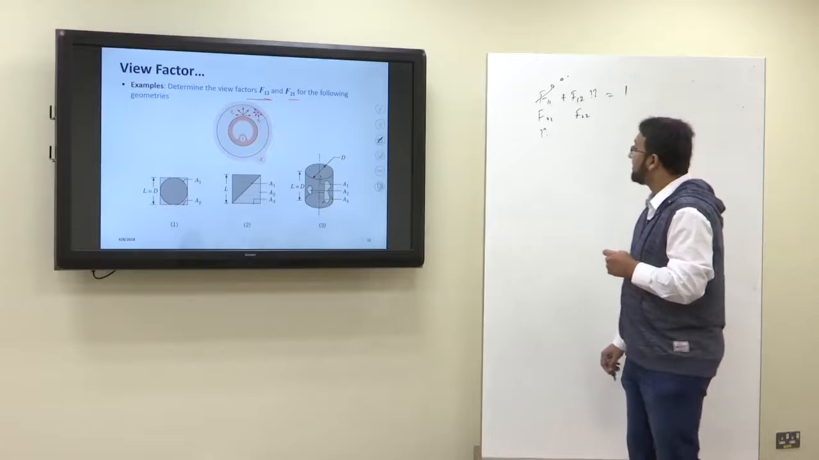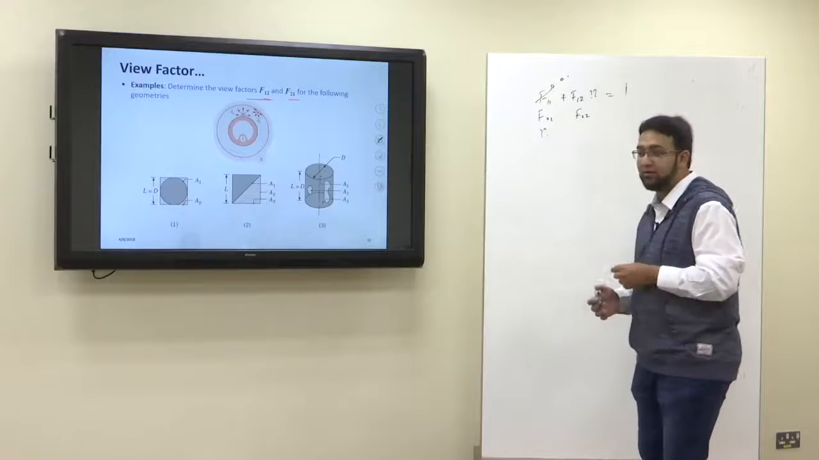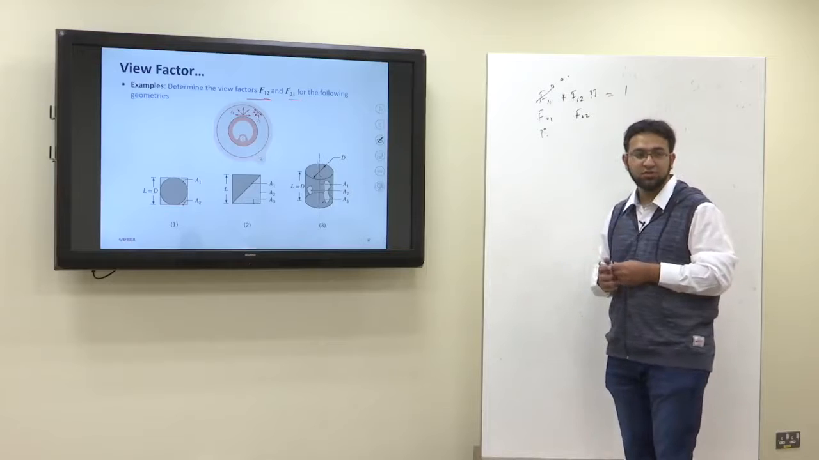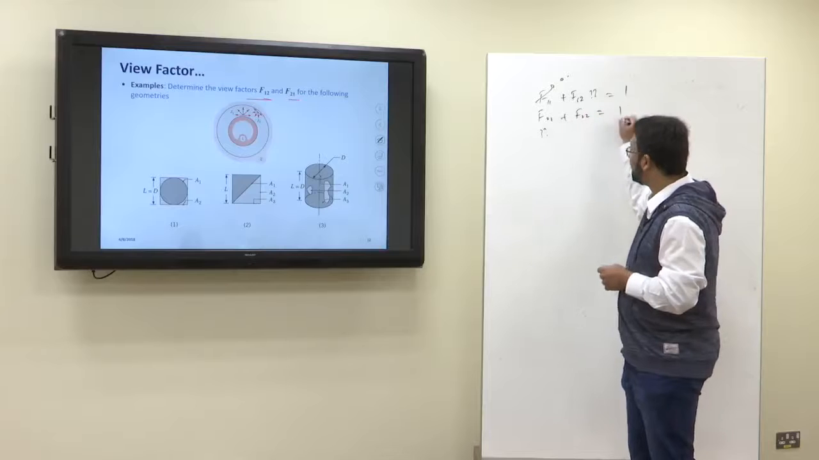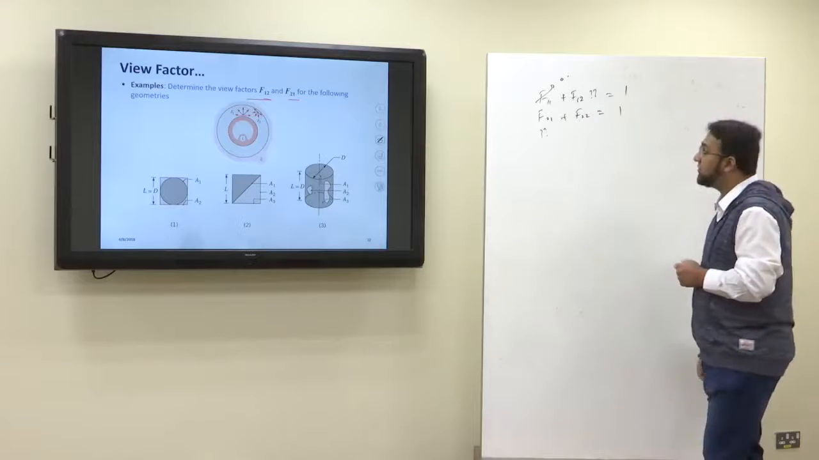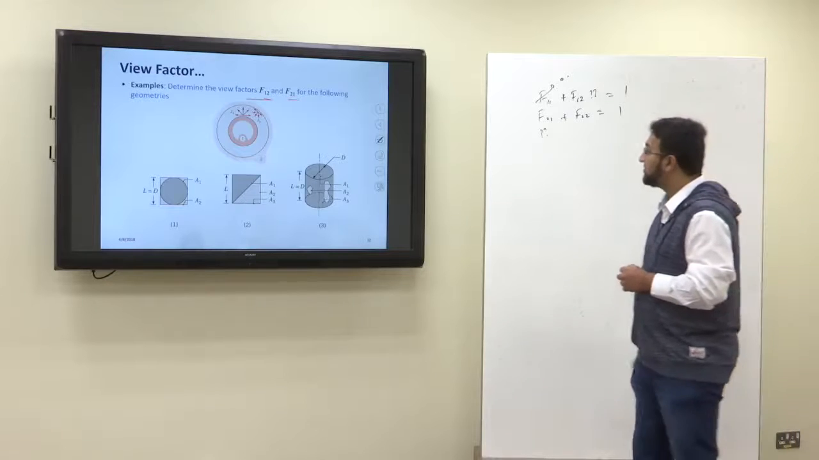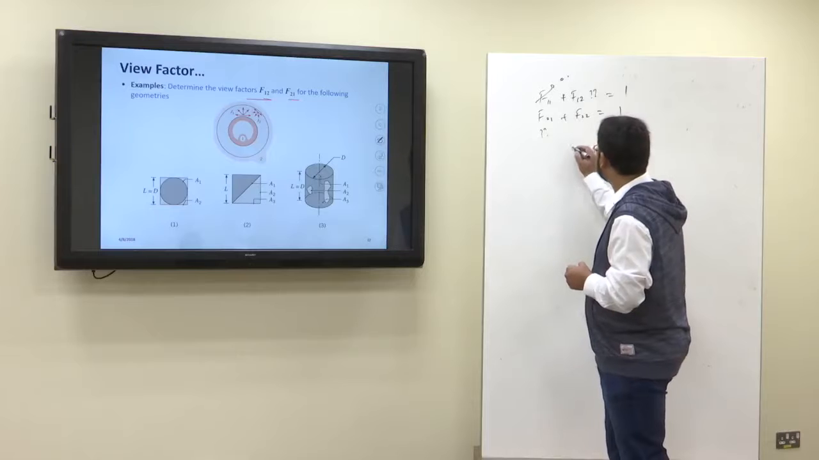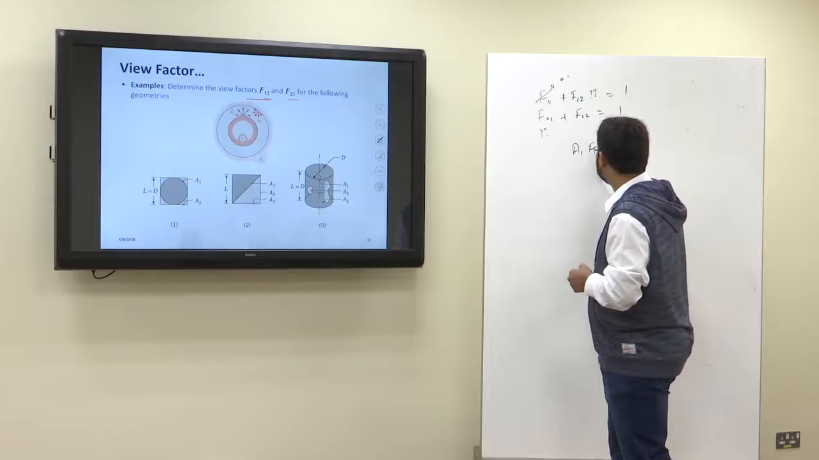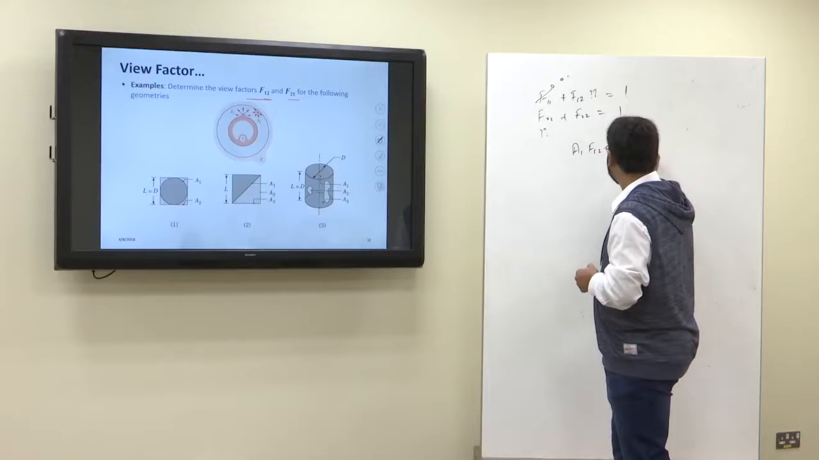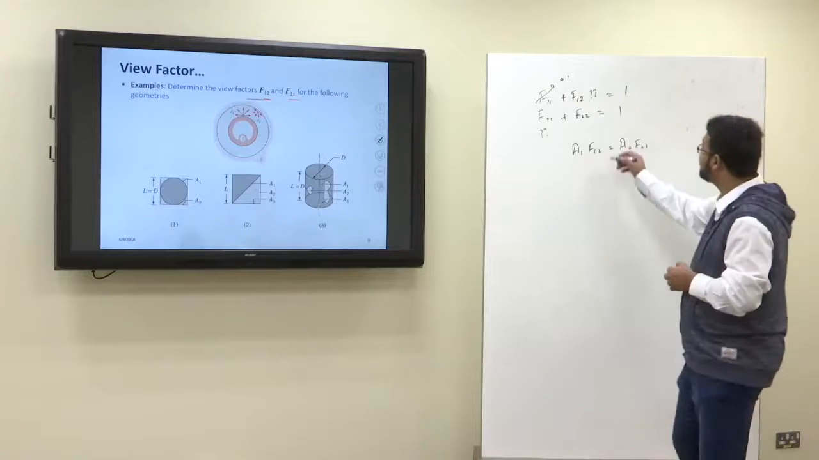Okay. Now we know that F21 and F22 are not 0, and they are not equal to 1. But their summation is 1. However, now we can apply the reciprocity relation. What does the reciprocity relation say? The reciprocity relation says that A1 F12 is equal to A2 F21. Right? Now F12 is known.